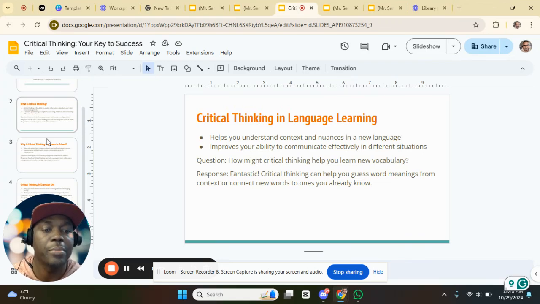Critical thinking can help you to guess a word's meaning from the context and connect words with new words that you already know. That's something that people tend to do in order to learn different skills when it comes to vocabulary and obtaining information and things like that. So yeah, that's about it.